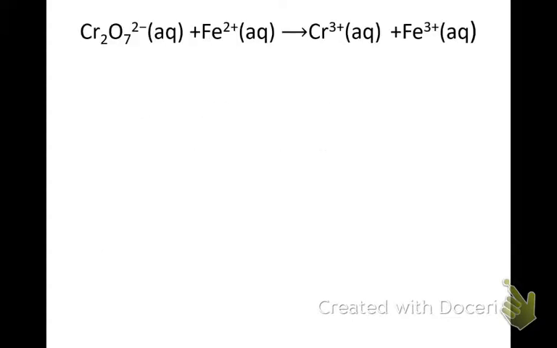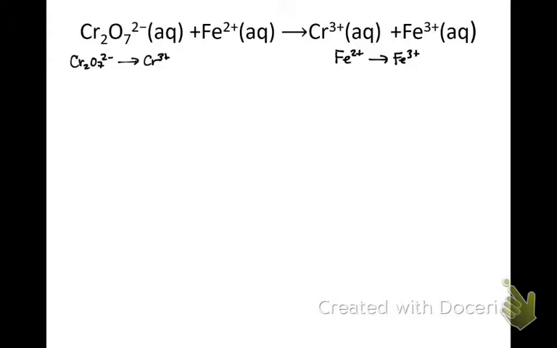So here we have dichromate plus iron 2+ goes to chromium 3+ and iron 3+. So our first step is we're going to divide this into two half reactions. And how do we decide what to put together? Well, we see that we're going to put the two iron things together. So we have iron 2+ goes to iron 3+. And we have dichromate goes to chromium 3+. So we put the chromium atoms together and we put the iron atoms together.